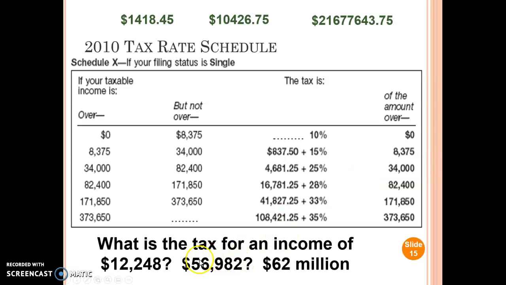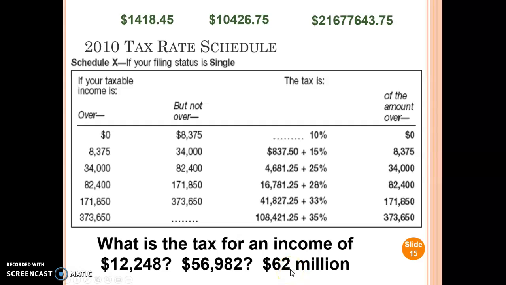If my taxable income is about 57,000, my first step is to figure out which formula to use, how do I calculate it? So I figure out where 57,000 fits. Looks like right here in the third row. So I would take the amount over 34,000 and subtract out 34,000. That's going to be 22,000, somewhere around 23,000. I take that difference, multiply it by 25%, by 0.25, and then add this 4,681.25. And that's where I'm getting the 10,426.75 for that tax.